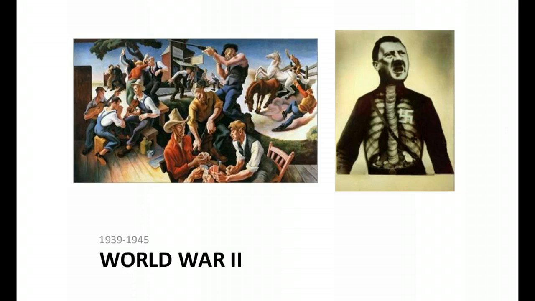So to start off really quickly, we have two pictures here. Both are from 1939. On the right-hand side, we have a Dada collage from Berlin Dadaist John Hartfeld. And on the left-hand side, we have a painting by Thomas Hart Benton, who is an American regionalist painter.